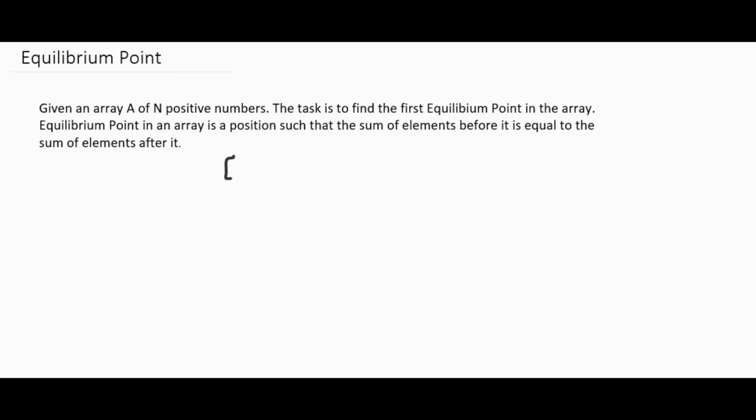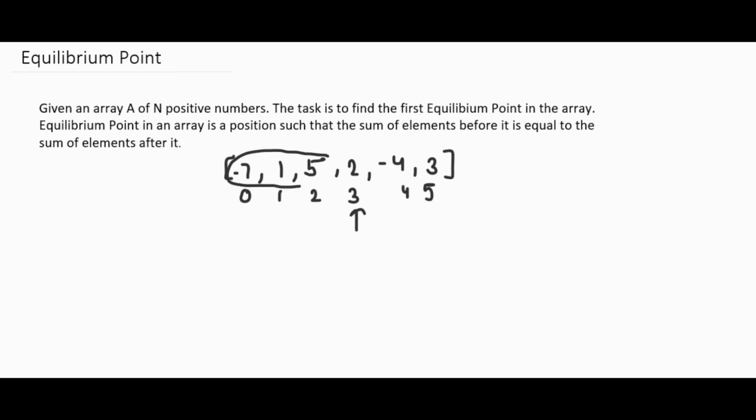So, let's say we have an array 7, 1, 5, 2, -4 and 3. Okay, let's take it -7. So what are the indexes? It has index 0, 1, 2, 3, 4 and 5. Right? So what we have to do is find an index at which the sum of the elements on its left is equal to the sum of the elements on its right. Okay, so let's see if there is any point in this array which is an equilibrium point.